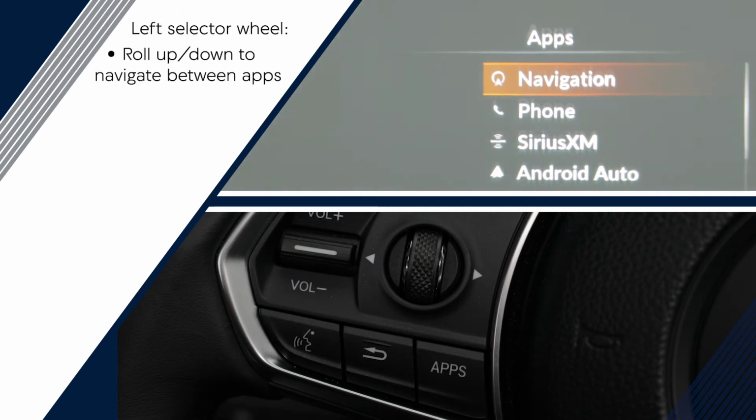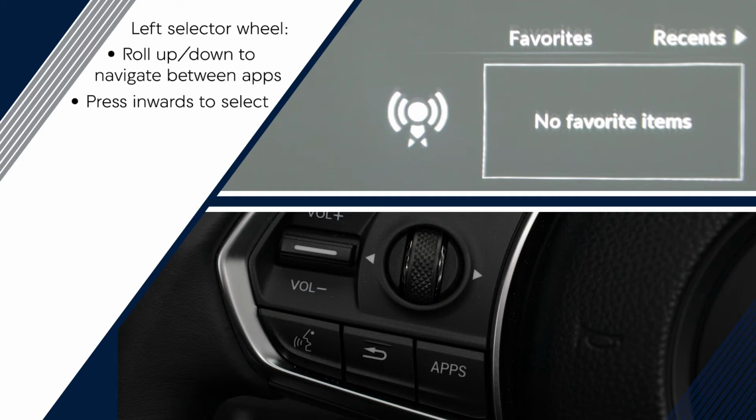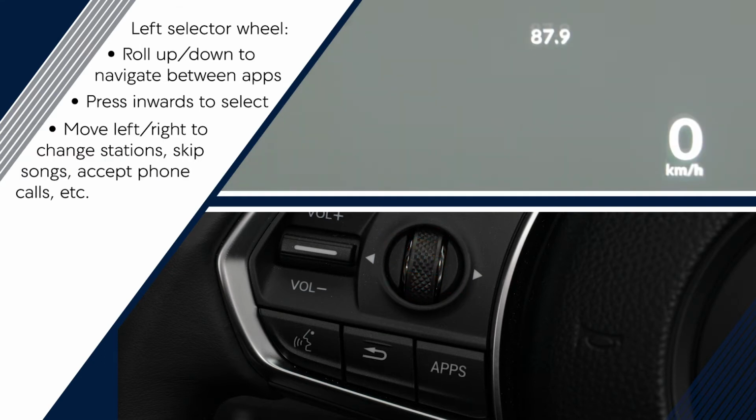Then, roll the left selector wheel up or down to scroll through menus. Press the selector wheel inwards to make selections. Moving the selector wheel left or right performs key functions, including changing radio stations, skipping songs, or accepting incoming phone calls.